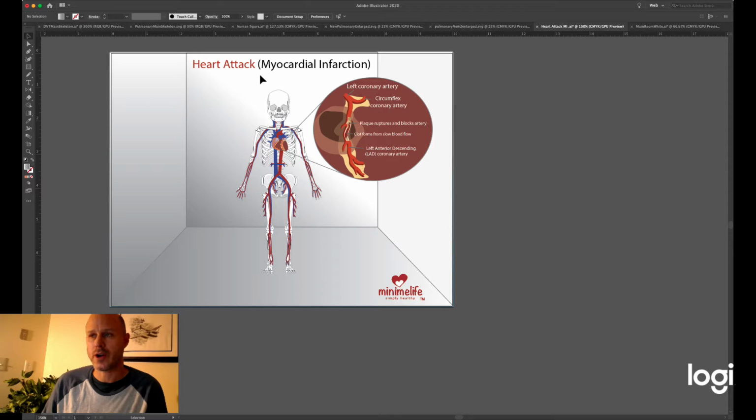Another name for a heart attack is myocardial infarction. Myo meaning heart muscle, cardio referring to the heart, and infarction meaning tissue death.